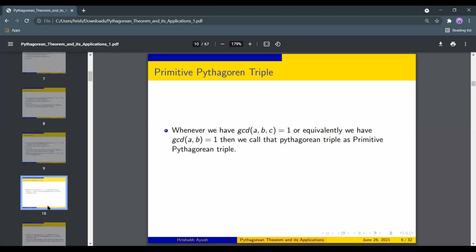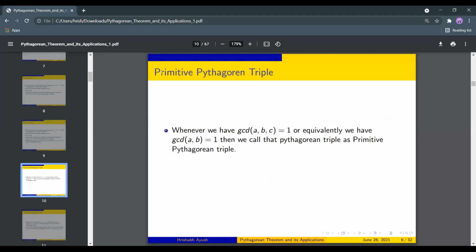Okay, so what is a primitive Pythagorean triple? Primitive is nothing but relating it as GCD equals 1. Whenever we have the GCD of A, B, and C, where A, B, C are the variables in the equation A square plus B square equals C square, we can say that GCD of A, B, C equals 1, or also we can say GCD of A, B equals 1. They both are equivalent relations. Do you see why they are equivalent?